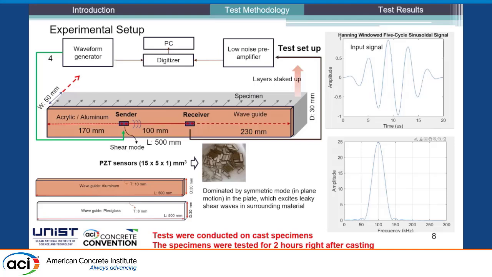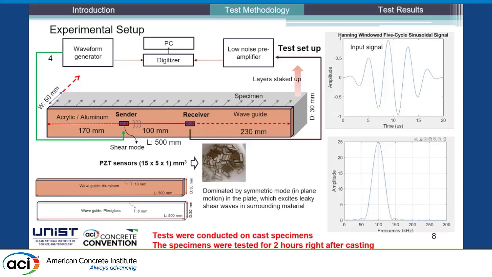And next, the ultrasonic test setup. We can see that this is the waveguide, the orange color, and we are going to attach our sensor on the waveguide and send the signals here in a shear wave mode, so that it will leak in this kind of in-plane motion mode.